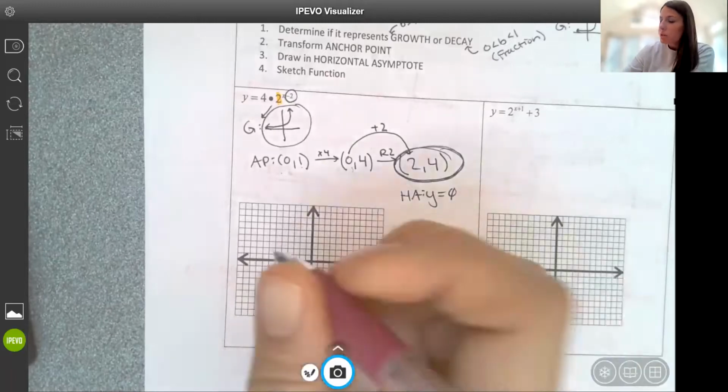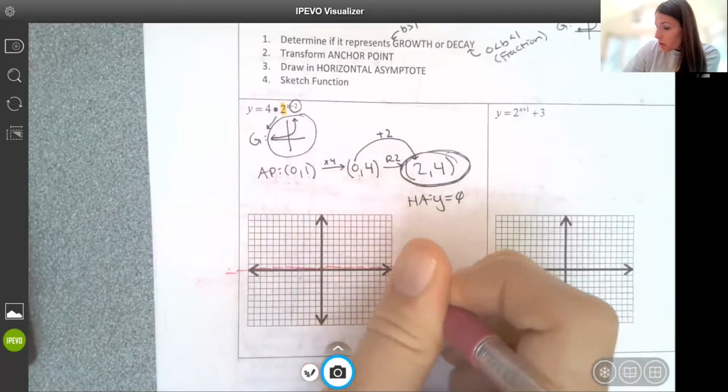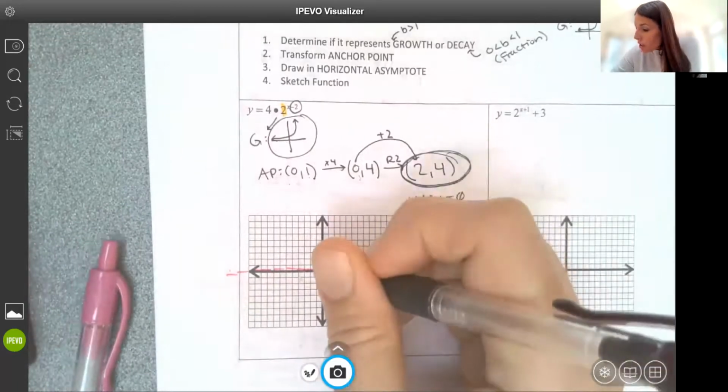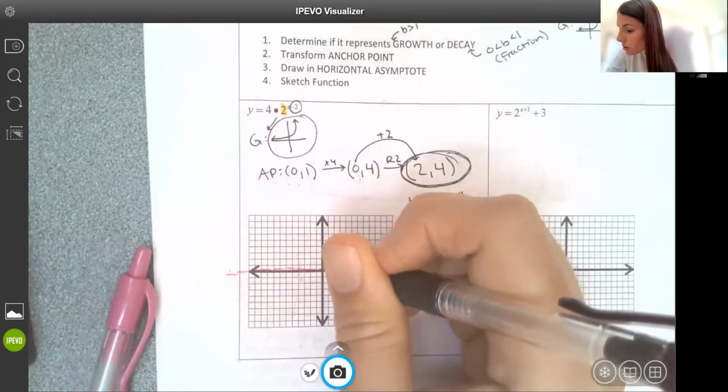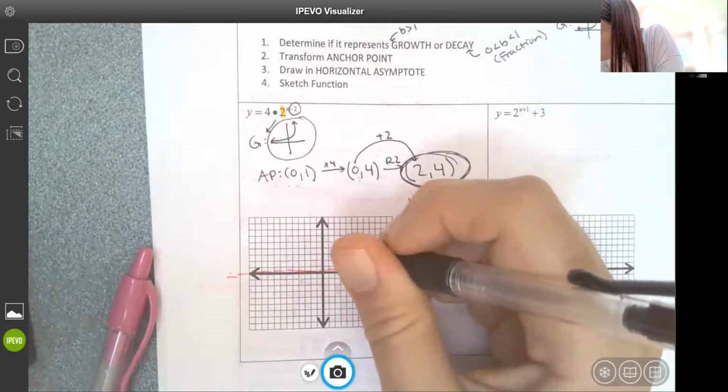So I'm going to draw in my asymptote first, just a dashed line where y equals 0. And then I'm going to draw in my anchor point, and I should clearly see that point on your graph. So (2, 4). I think that's a 4. 1, 2, 3, 4.